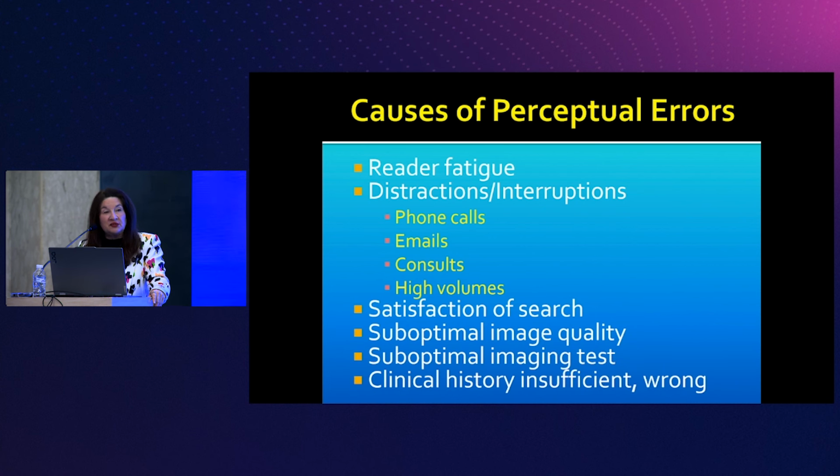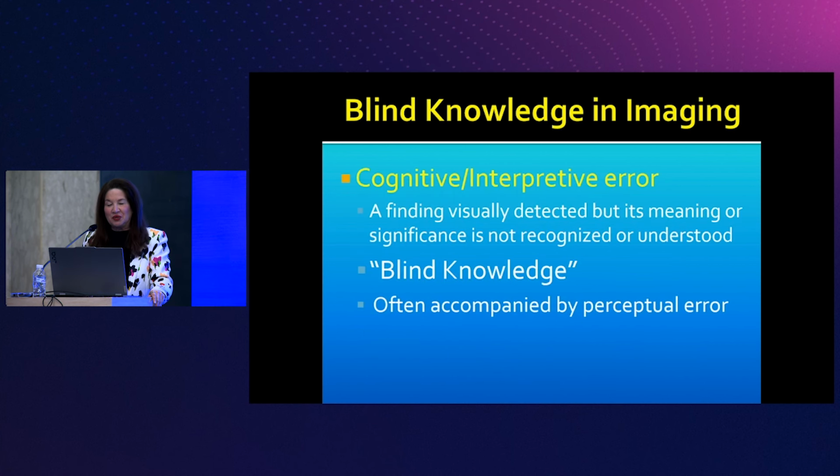Suboptimal image quality, so you have to have good imaging, or doing the wrong imaging test. Sometimes you really need an MRI, not a CT scan. Sometimes you need a CT and not the plain film, etc. And then clinical history. Clinical history is important. If you have insufficient history, it may lead you down the wrong tree, or in fact, if you are misguided by incorrect history, that too can lead you down the wrong tree. So those are perceptual errors.